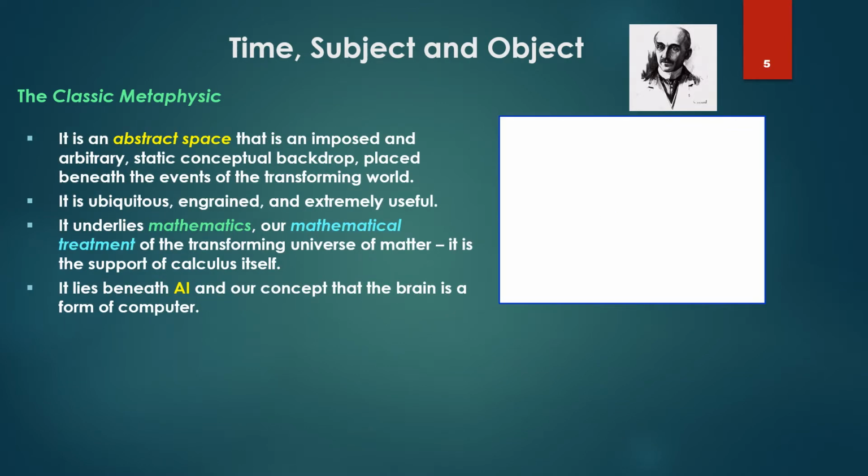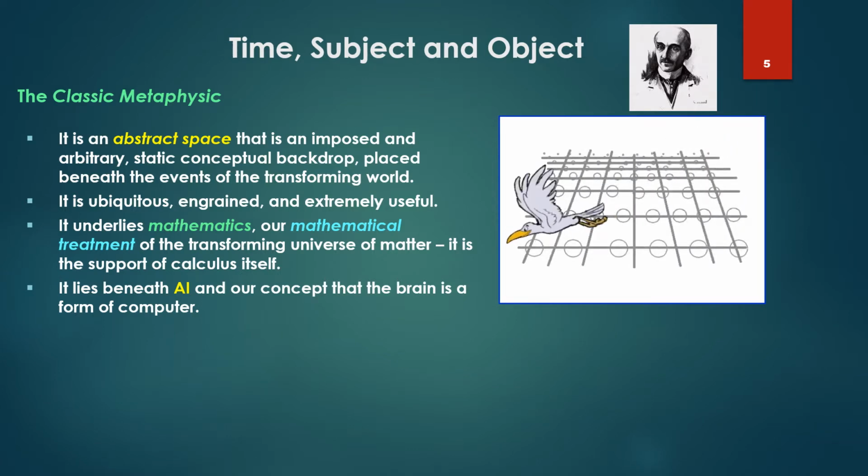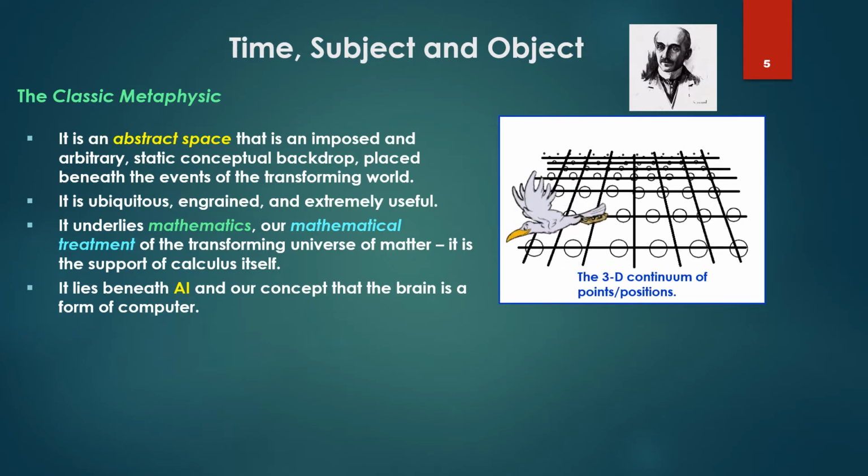It's an abstract space that is imposed, an arbitrary and static conceptual backdrop placed against the events of the transforming world. It is ubiquitous, ingrained, and extremely useful. It underlies mathematics, or a mathematical treatment of the transforming universe of matter. It is the support of calculus itself. It lies beneath AI in our concept of the brain as a form of computer.